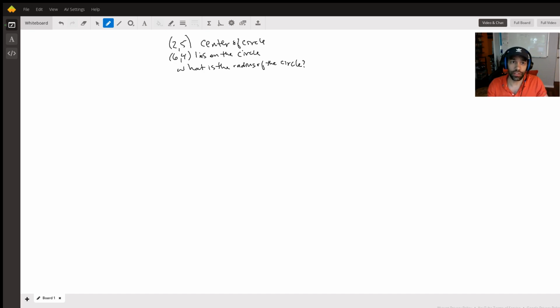So let us just imagine that we have this circle that they're talking about, and the center of that circle is there. This is that point 2 comma 5 that they told us. Now we're told that this point 6 comma 4 is on the circle. So if this is 2, 5, we can say that 6 comma 4 is going to be somewhere in this direction, because it's 6, so it's to the right, and 4, so it's below. Somewhere maybe around here, the point 6 comma 4.